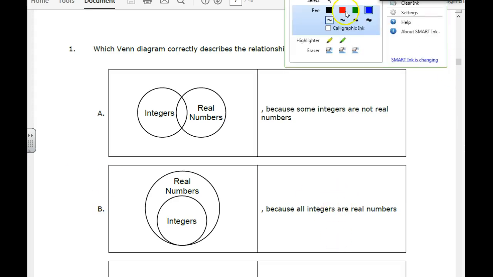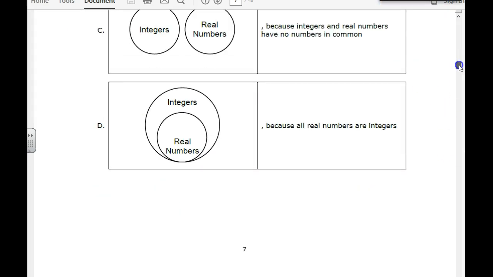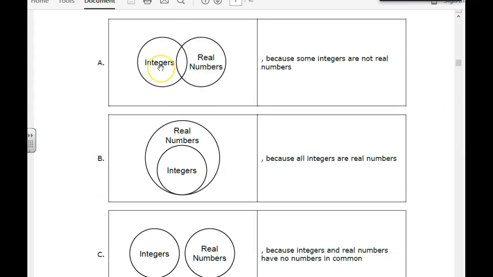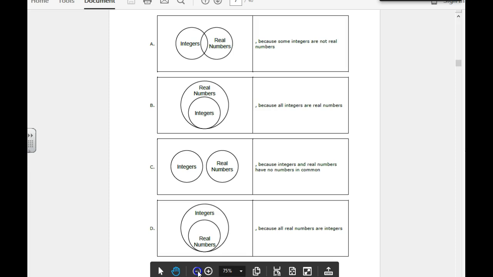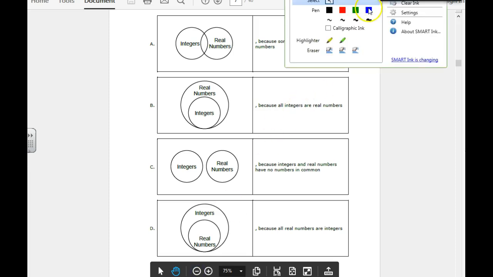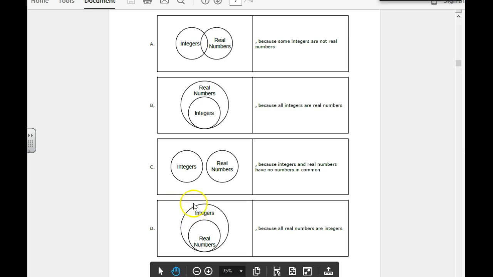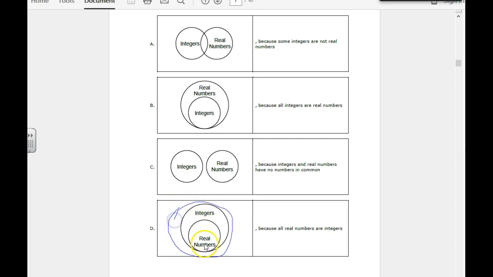I need to zoom out a little bit here. When we're looking at Venn diagrams, obviously, if you're an integer, you're a real number. So we need to pick the one where the integers are inside the real numbers. Some of you picked D. That was the most common missed one. The real numbers aren't inside the integers. There is no integer that's not real. Every integer is real, so the integers needed to be fully contained in the real numbers. Once you start learning about imaginary numbers, you better believe they are not going to be integers.